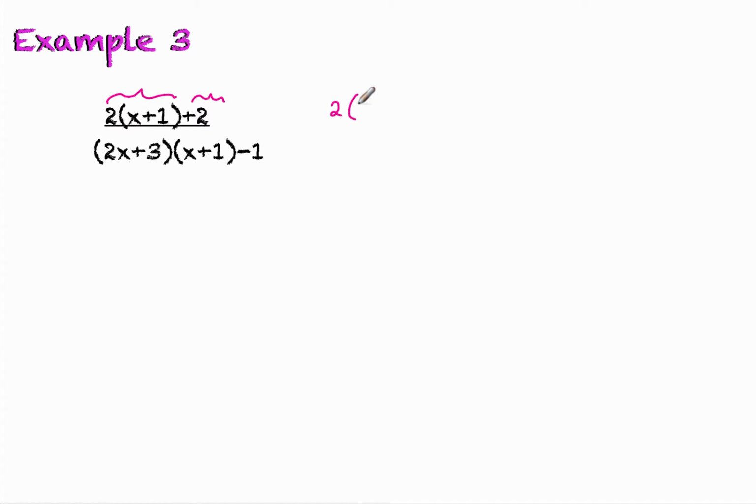And when I pull a 2 out, I'm left with the x plus 1, plus, if I pulled a 2 out of here, plus 1. And if I clean that up, that becomes 2 times x plus 2. Now, if you didn't see that, you would get the same answer. You just might have taken it the long way.